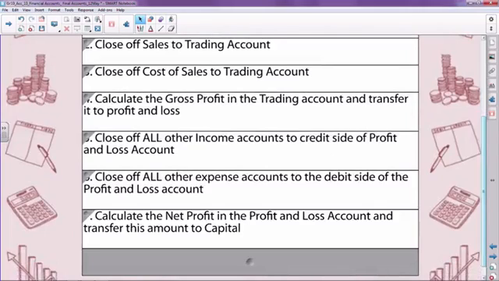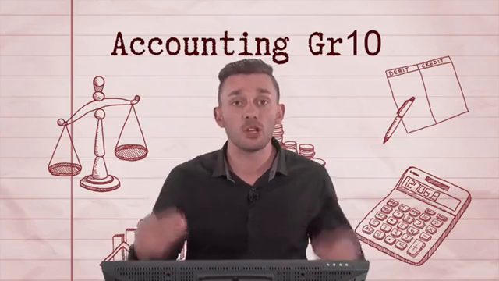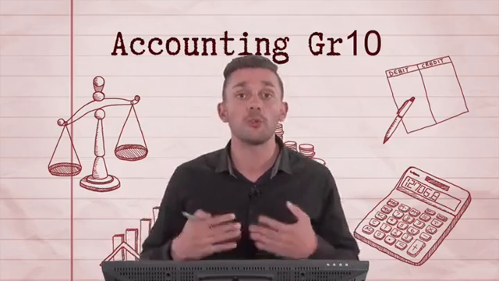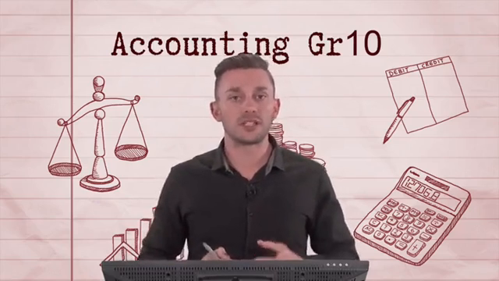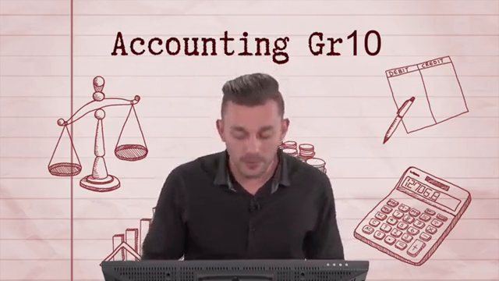Now, after all your income and expenses are taken to your profit and loss, you need to go and calculate your net profit. That's step number 7. Your net profit needs to be calculated, and this profit belongs to the owner of the business. Remember, we are busy with the sole trader. So this net profit goes to the capital account of this owner, and it will increase his capital in the business.